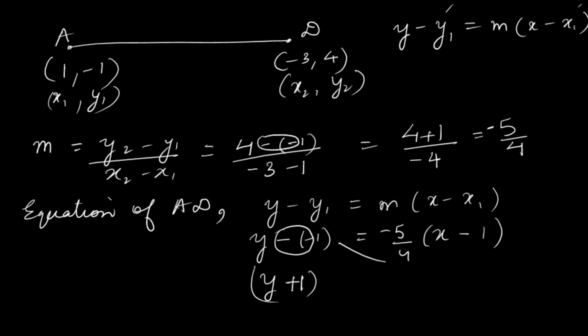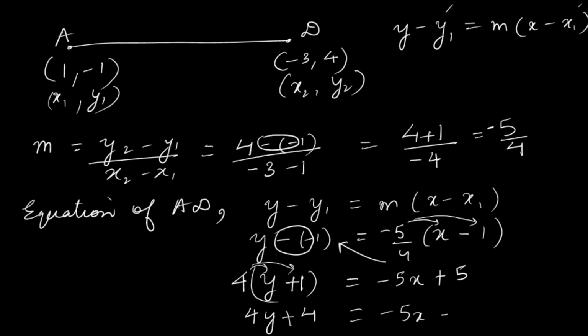And 4 will shift to the other side. If we shift 4 to the other side, it will get multiplied. Now minus 5 here will multiply. So minus 5 into x is minus 5x. Minus 5 into minus 1 will become plus 5. Whenever there is a minus sign outside the bracket, you have to change the sign. So on this side I'll get 4y. 4 will multiply with both. So 4y plus 4 is equal to minus 5x plus 5.